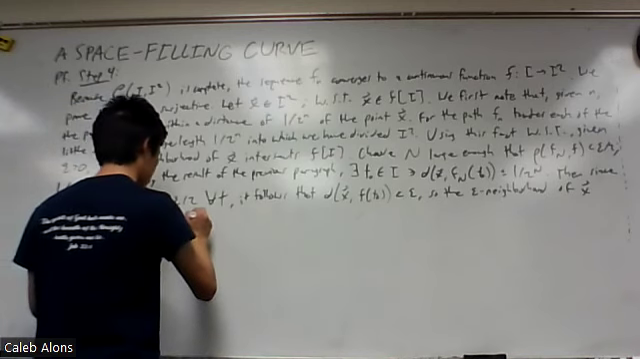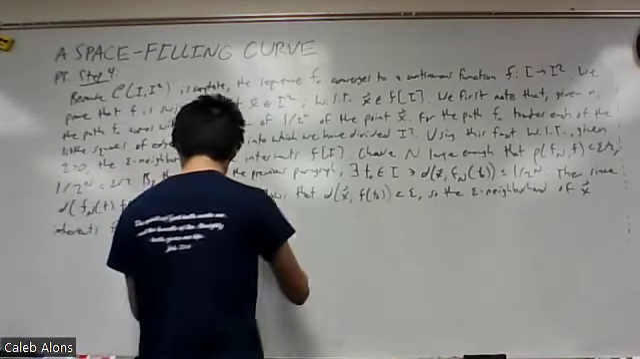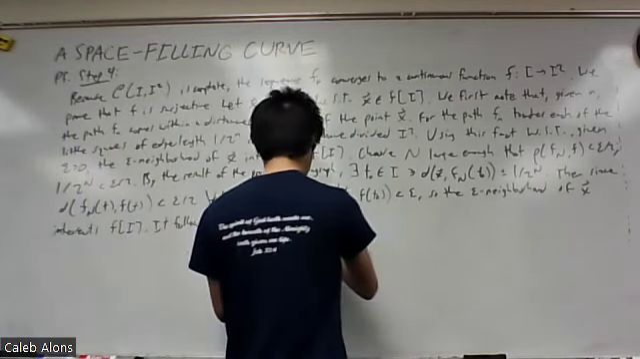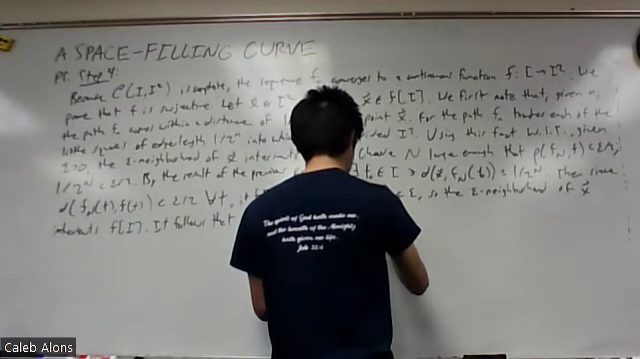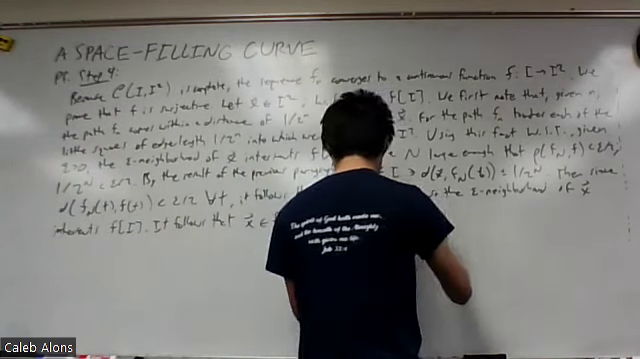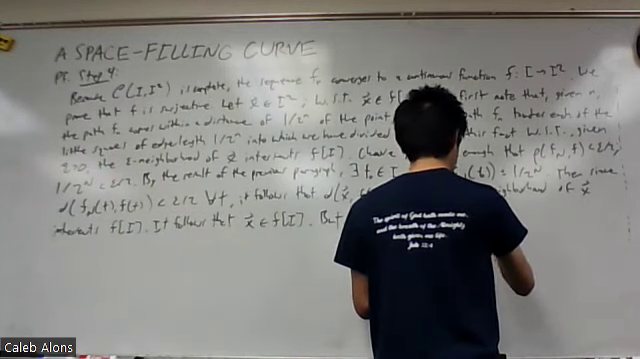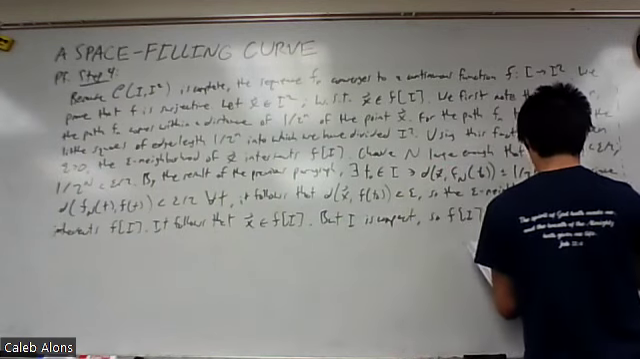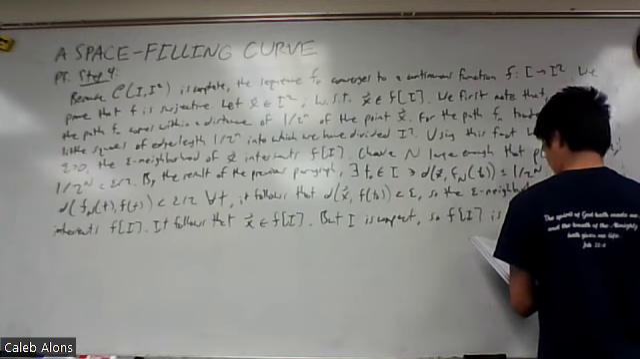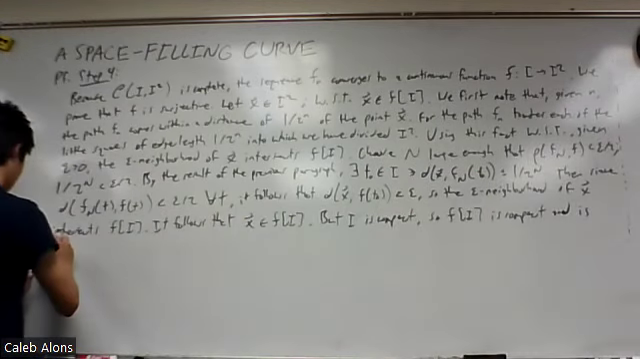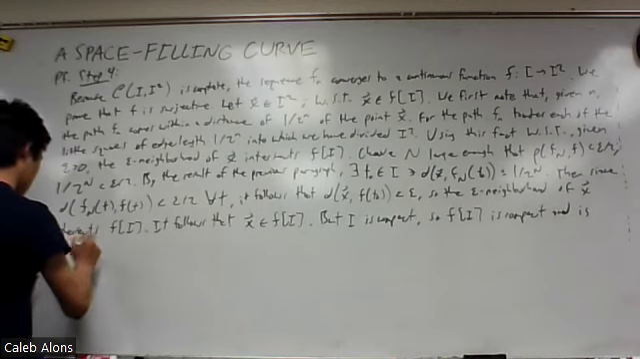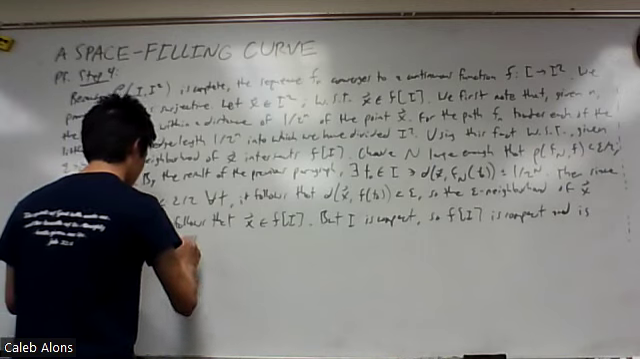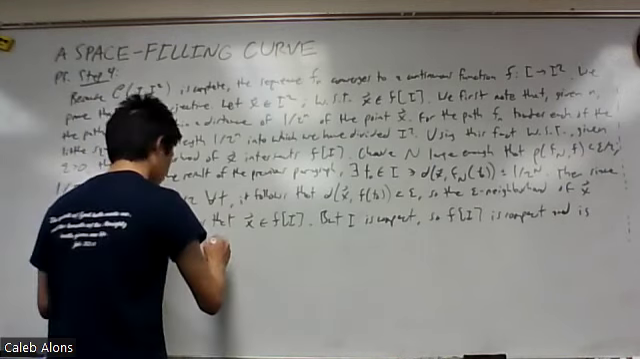And then it follows that our point is in the image, but I is compact. And since it's compact, its image is also compact. And since the image is compact, it is therefore closed. And since it's closed, then the point's going to be included.